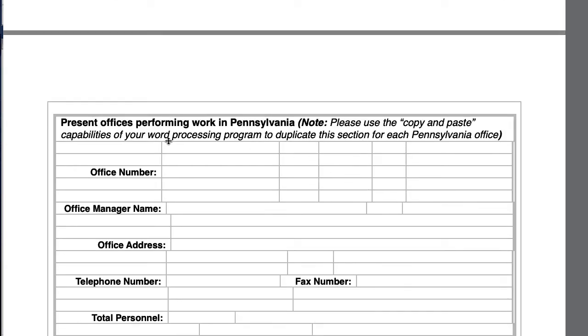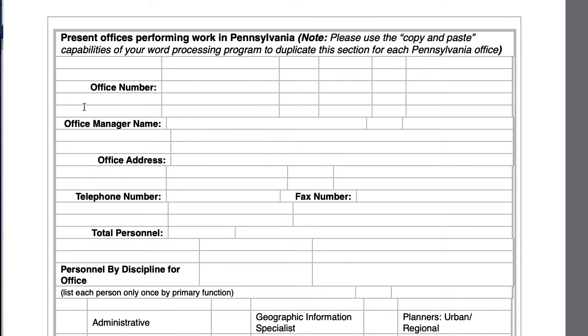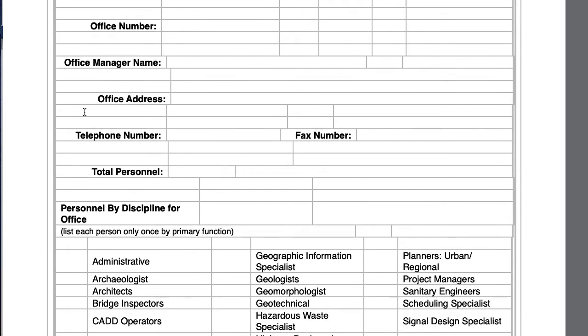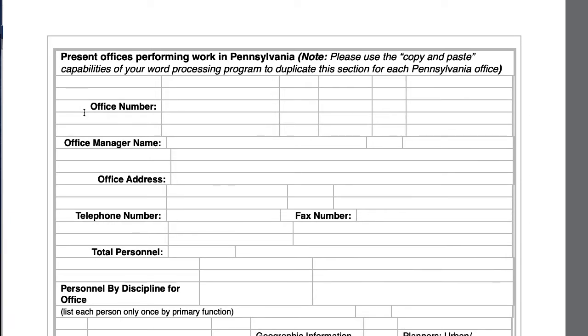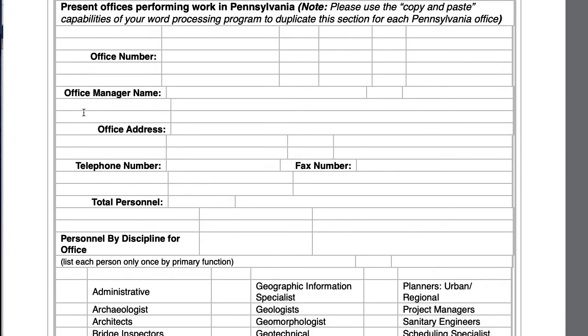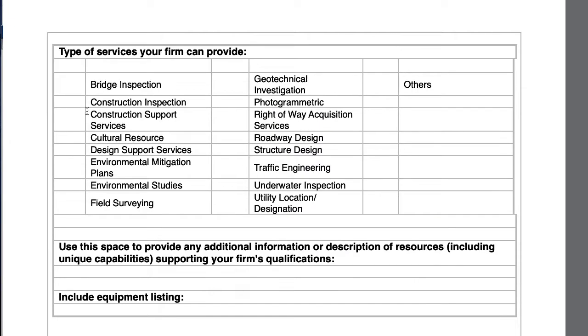Then we have present offices performing work in Pennsylvania. And this is actually the section you're supposed to copy and paste. You need one of these for each of the offices of your organization that are performing work in Pennsylvania. So for this example, ABC Sample Co. has 2 separate offices that are currently performing work in Pennsylvania. So we filled this out twice for them. We have 2 of those boxes copied and repeated.